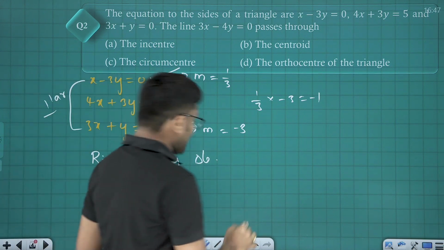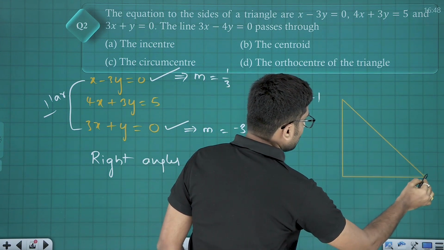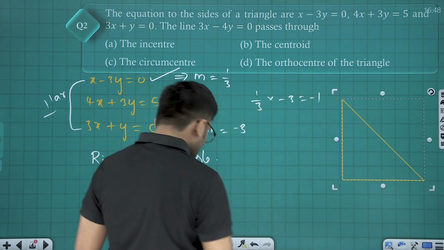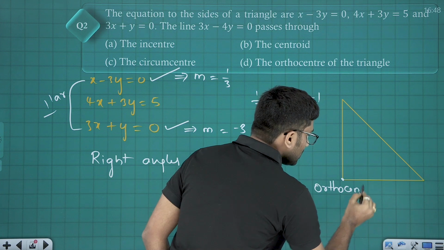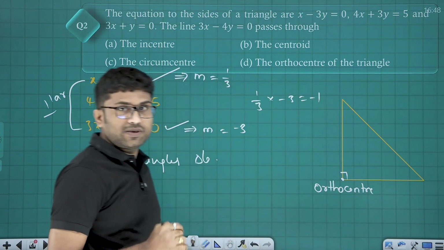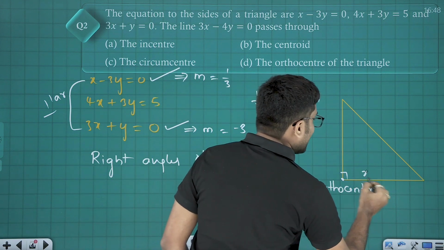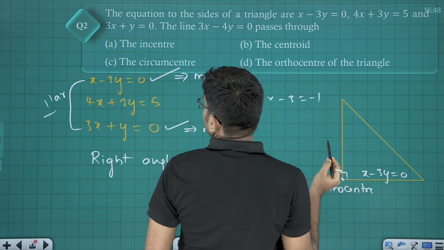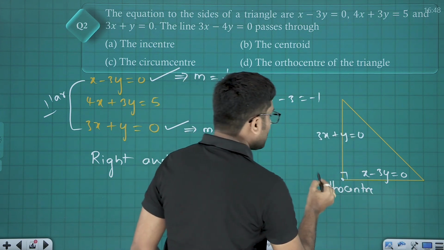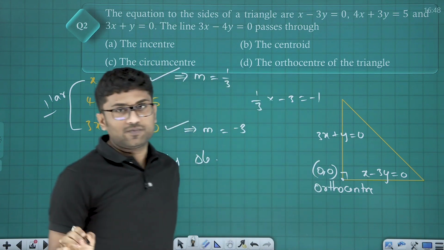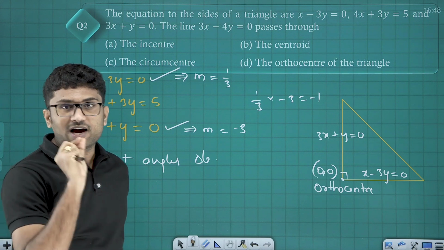Now, if it is a right angled triangle, friends, this particular vertex itself is the orthocenter. The right angled vertex is the orthocenter, because the point of intersection of altitudes is the orthocenter. Now, if I take these two sides as x minus 3y equals 0 and the other is 3x plus y equals 0, what is the point of intersection of these two? Clearly it is the origin, 0 comma 0. So for this triangle with these three as sides, 0 comma 0 will be the orthocenter.